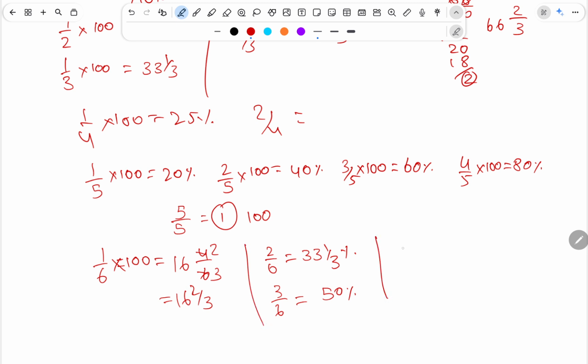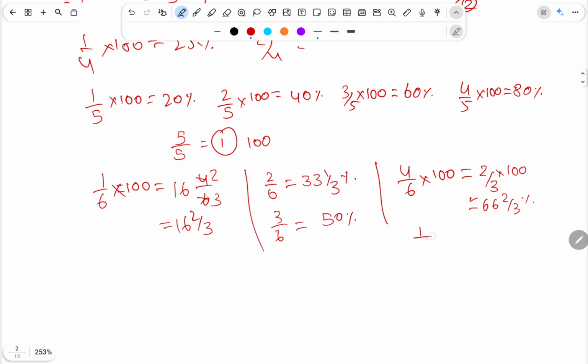Then 4 by 6 into 100, which is 2 by 3. 2 by 3 is what? 2 by 3 into 100. We already found that, 66 2 by 3 percentage. Then 5 by 6. Already we found. So 5 by 6 into 100 is equal to 83 1 by 3 percentage.